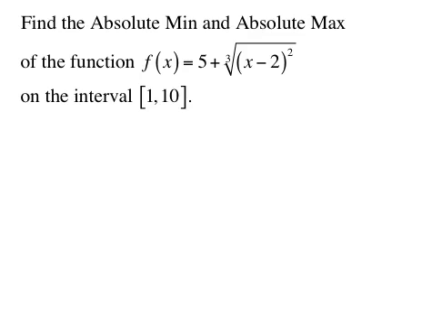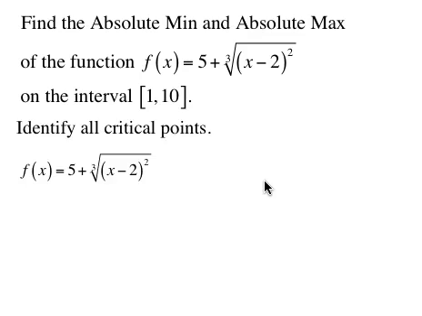We're going to go ahead and find the critical values: find the derivative, find values where the derivative does not exist or where the derivative equals 0. And if they are in the interval, we'll test those to see if we have the highest or lowest value. So how do we identify the critical points? We start with our function f, and let's rewrite that as 5 plus x minus 2 to the 2/3 power. And then let's take the derivative.